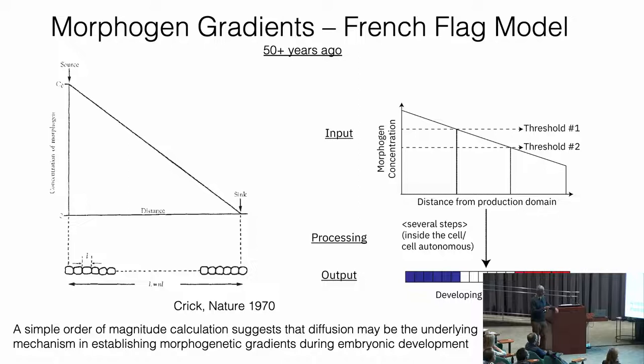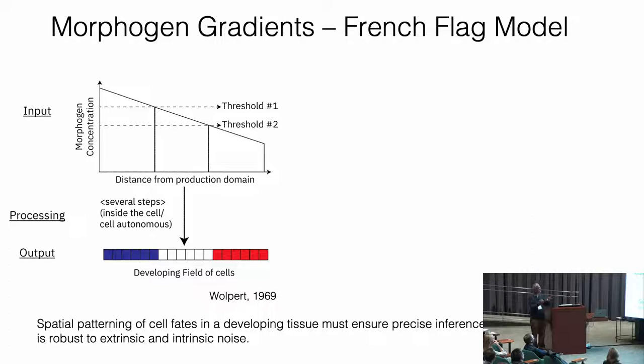And very quickly, very early on, I think also quite cheekily, Crick said that the secreted morphogen can diffuse, and the time scales are right, therefore diffusion is a mechanism by which you can generate the gradient as long as you have a sink. And then the question really emerges, how do you build a spatial pattern of cell fates in a developing tissue precisely when diffusion and processes that are subject to a lot of noise need to be kept in check.